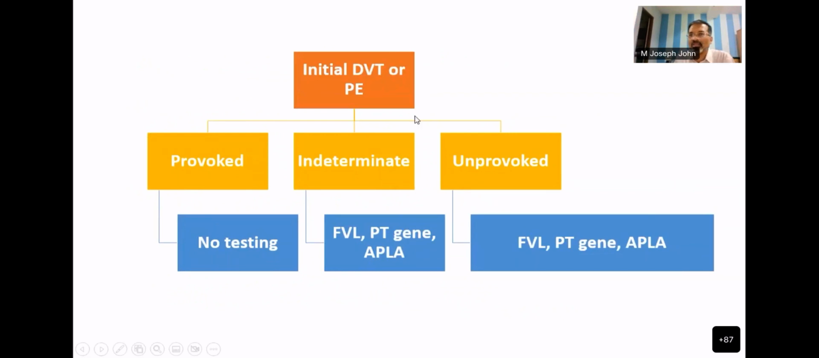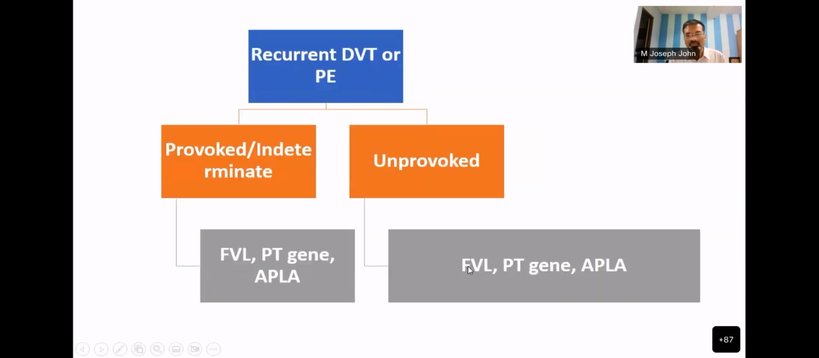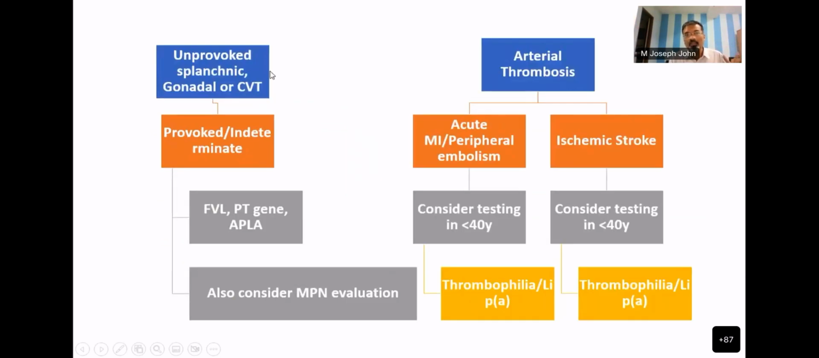So in other words, you have an initial DVT. Ask the question, is it provoked, indeterminate, or unprovoked? If it is indeterminate and the patient is young and it is an unprovoked initial DVT, we may consider doing these tests in certain situations. If it is recurrent DVT, yes, there is a definite role in doing this. If it is unprovoked splanchnic, people say add an MPN evaluation onto that.